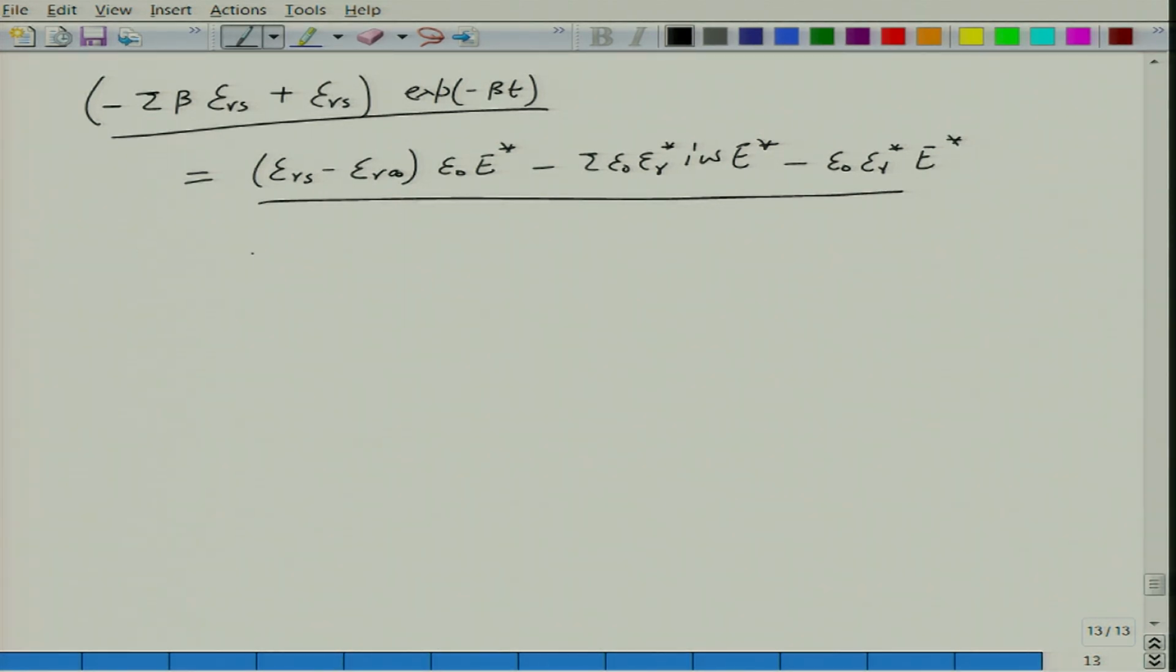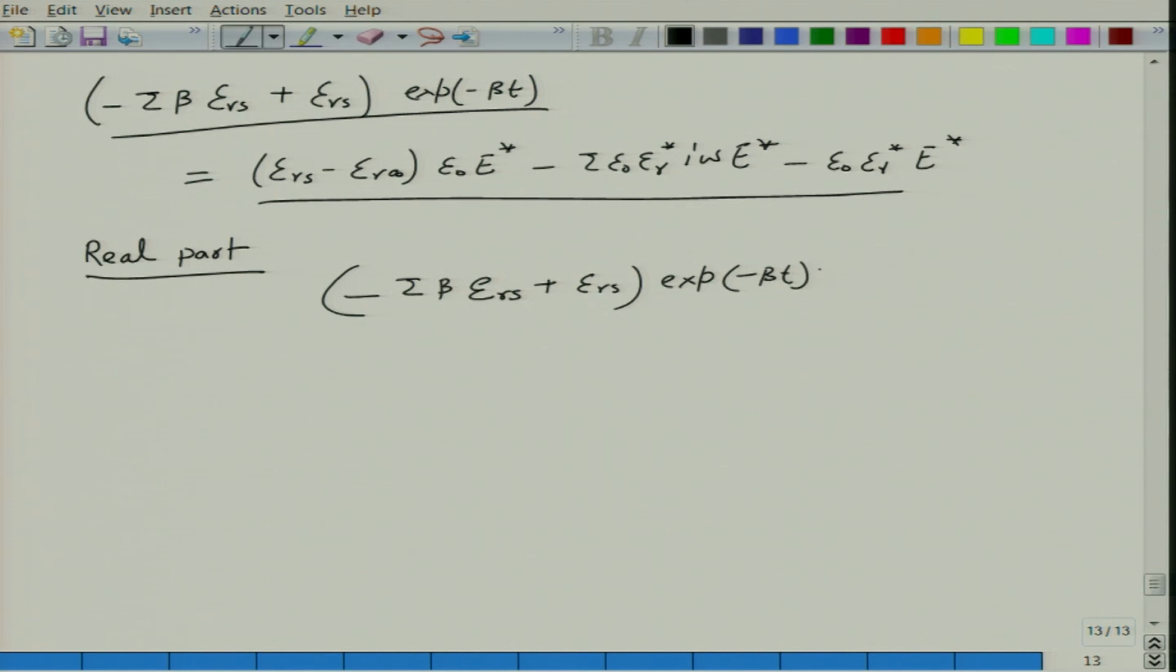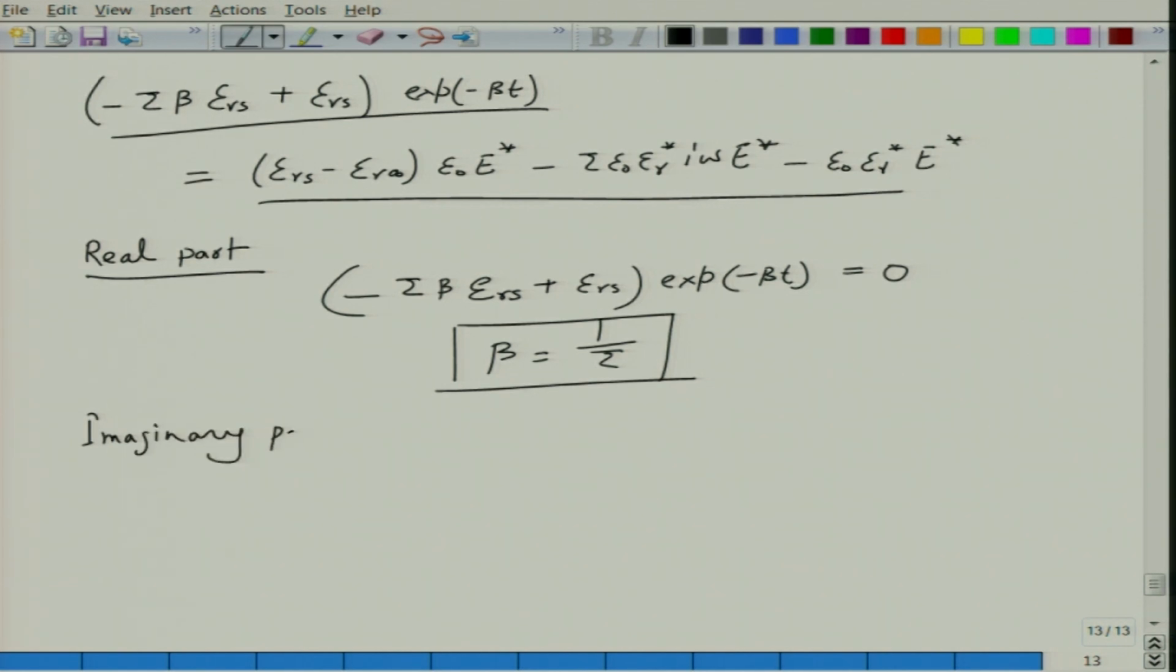So, basically we first take the real part. Real part: minus tau beta epsilon Rs plus epsilon Rs into exponential of minus beta t, this is equal to 0. So, from this one can see that beta is equal to 1 over tau. Okay. This is the first thing that we get, and now we do the same thing for the imaginary part. So, basically we have made them equal to 0.